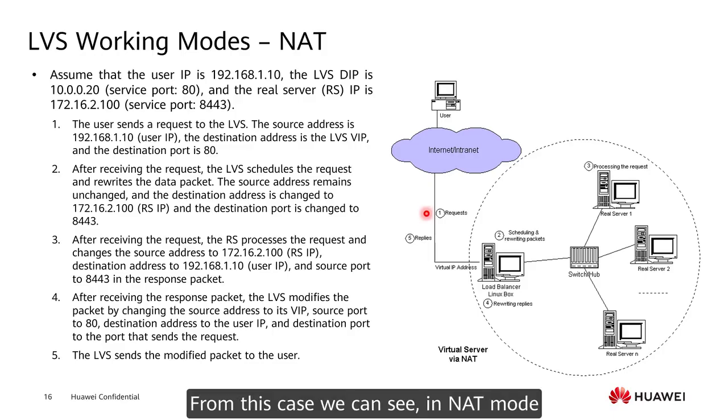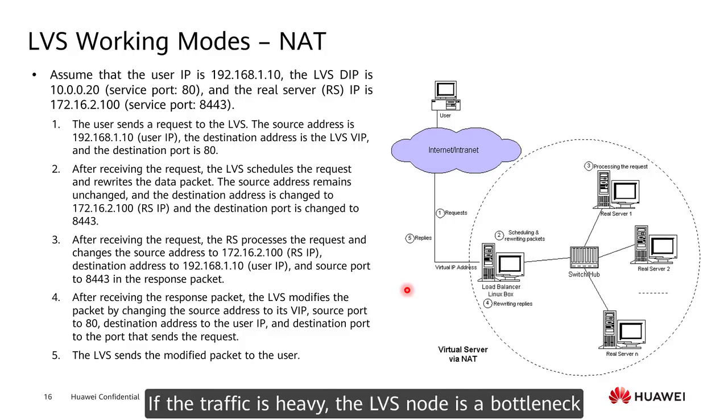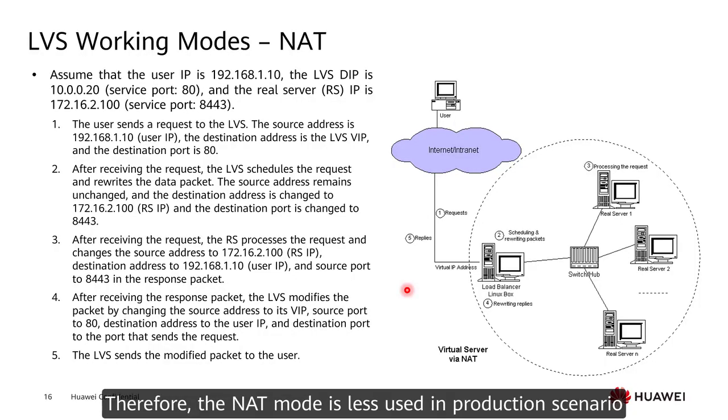So from this case, we can see in NAT mode, all request and response packets need to pass through the LVS node. If the traffic is heavy, the LVS node is a bottleneck. Therefore, NAT mode is less used in production scenarios.